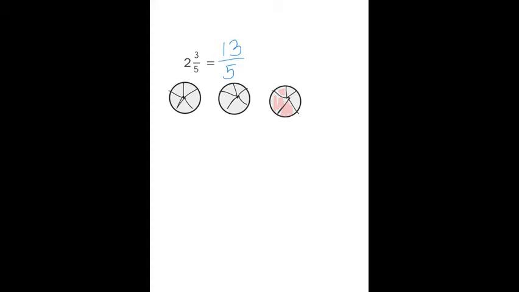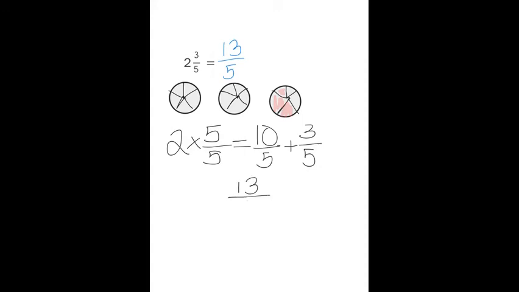I can also solve this problem by thinking about breaking the wholes into groups of fractional parts. For example, think of 2 3/5 as two groups of 5/5, or 2 times 5/5, which equals 10/5, and another 3/5. If I were to add these two together, I'm going to get an answer of 13/5.